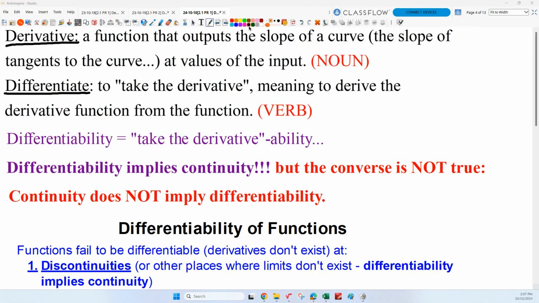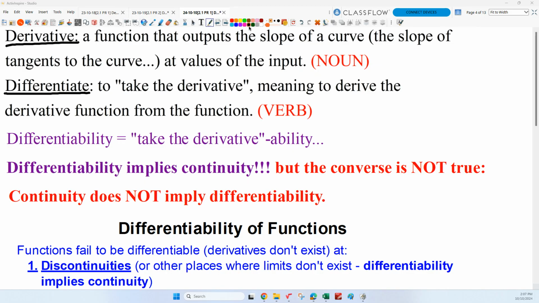Differentiability, I guess that's an adjective. Its differentiability is kind of take the derivative ability. Can we take the derivative or not of a function? You might think, well, always you can, but not always. There are some instances where we can't take derivatives, where derivatives are undefined. So when we talk about the differentiability of a function, we're trying to find all the places where the derivative exists and where it doesn't exist.